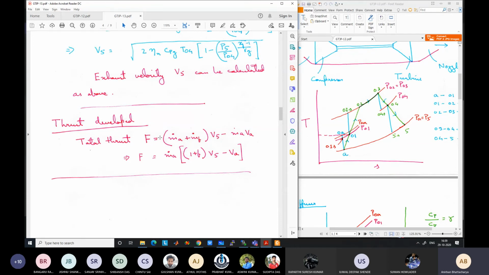This is equal to the difference at the outlet minus at the inlet. So if you take m dot a common, you are left with (1 plus f) V5, which is the exhaust velocity, minus Va, the inlet velocity. This is the thrust developed for the actual mass flow rate. If you divide by m dot a, you get the thrust per unit mass flow rate of air, the specific thrust, which is (1 plus f) V5 minus Va. The entire point of this calculation is to find out the thrust that is developed by the engine.